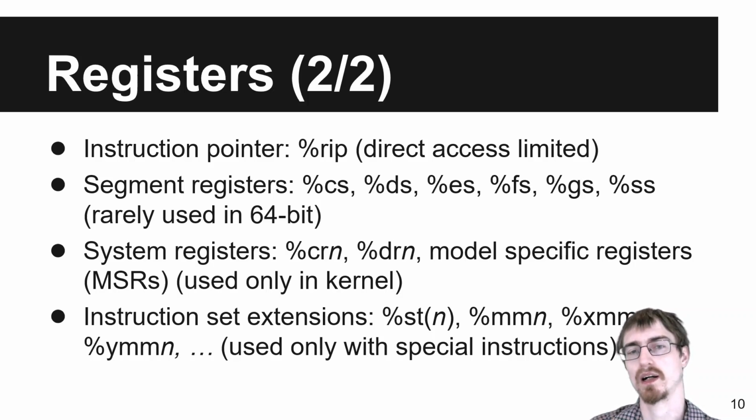For example, RIP is very important. This is the instruction pointer. It points to the instruction that the CPU is currently executing. Now again, direct access to the instruction pointer is limited. We cannot read the memory pointer, although what we could do is perform a call and then read it from the stack. However, we can write to it using an instruction like jump. So jump essentially just sets the instruction pointer to another value, ensuring that execution continues there.